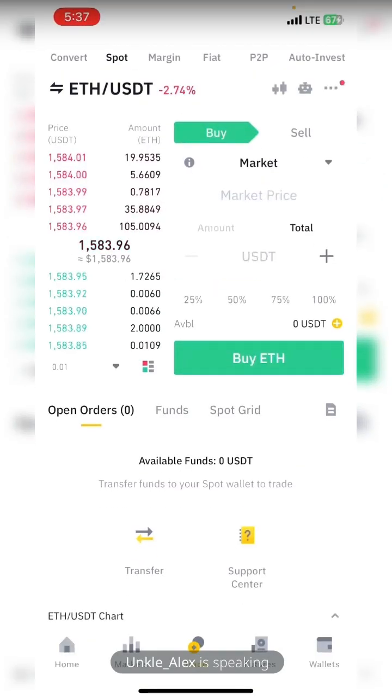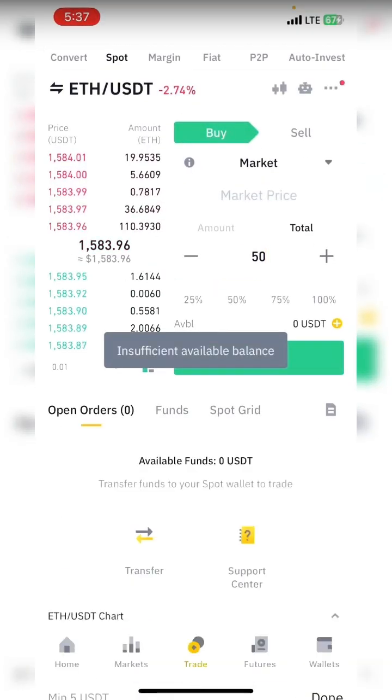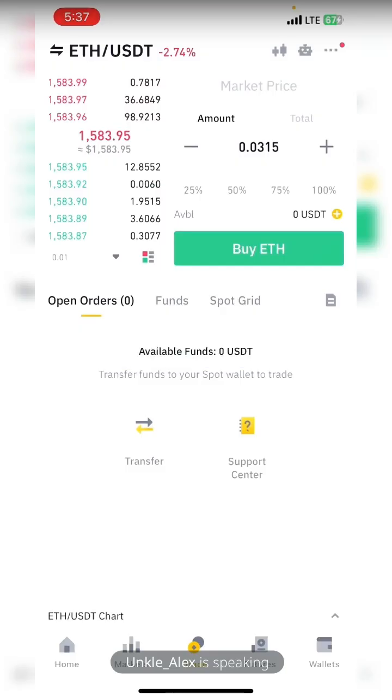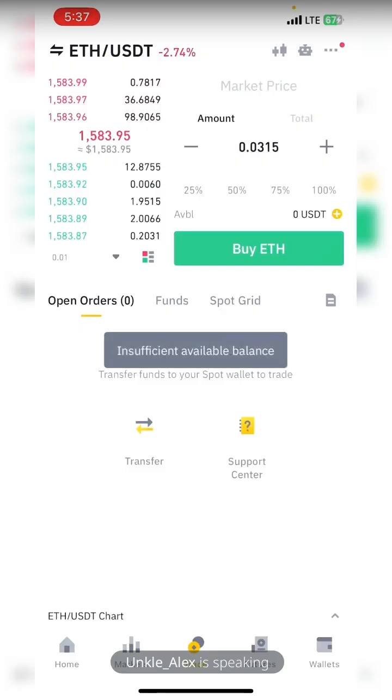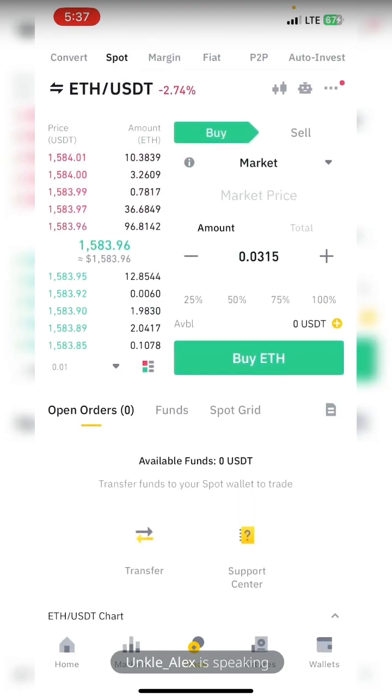Now if you come here, you input how much worth of Ethereum, 50. This is the amount $50 can buy you. Then you select buy and it buys automatically. But this is not our business today. We are talking of futures.